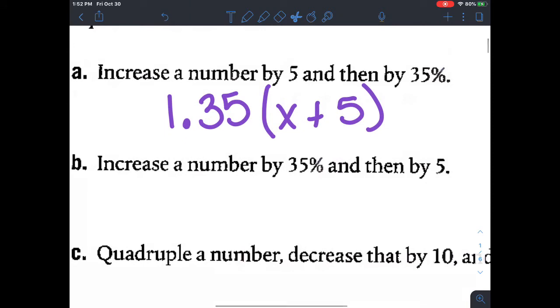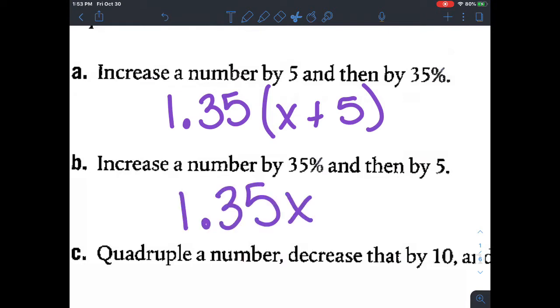So next, we're going to do kind of the opposite. We're going to increase a number by 35%. So we're going to go 1.35 times x. So we're taking our number, multiplying it by the 35%, and then we're going to increase it by 5. So we'll add 5 on the end.